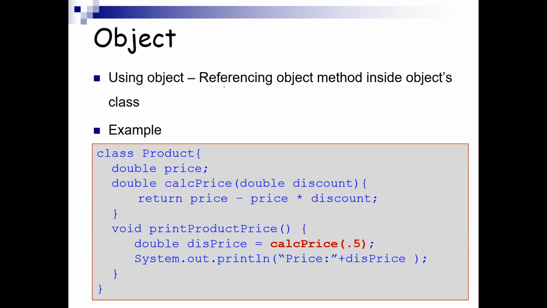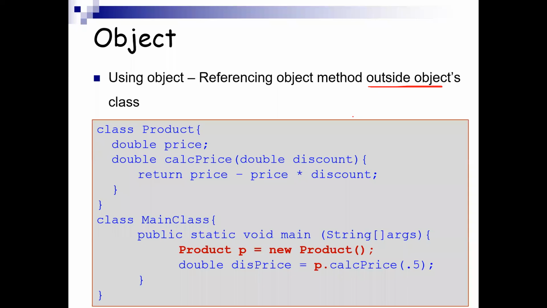You will see when you reference the method inside the same object class. For example, this is a class Product, and inside this class, if I need to access the price, that's fine. I simply need to write price, as you can see here. So what about the method? This is a method, this is another method. Inside this method, I need to call this method. Since it is within the same class, I simply write the name of the method, and of course pass the required parameters.